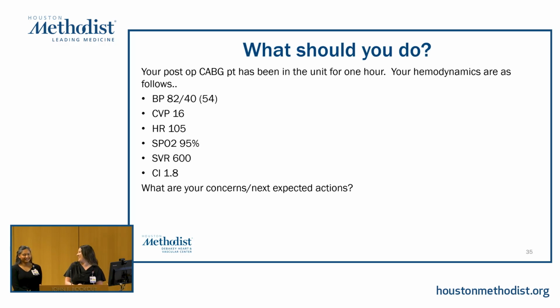Another pop quiz. Okay, so your patient's here again after 1 hour. It's a different patient, even though the blood pressure is the same. 82/40 with a MAP of 54. Your CVP is 16. Your heart rate is 105. Pulse ox 95, SVR 600, and index is 1.8. What should we do?